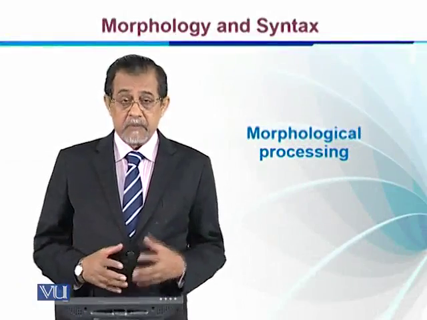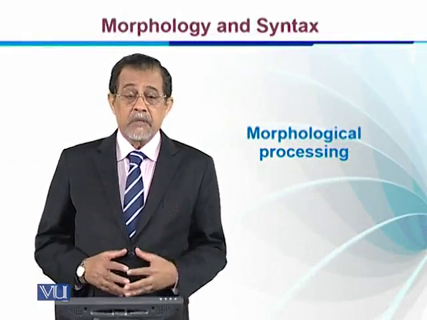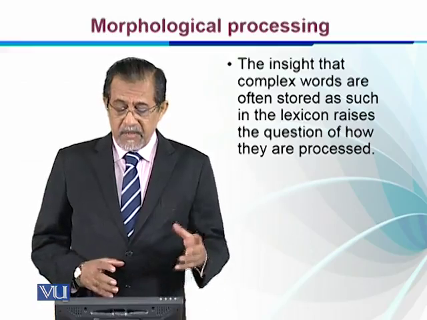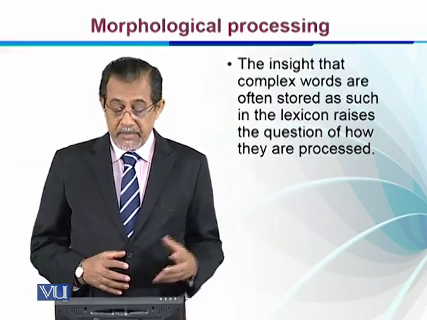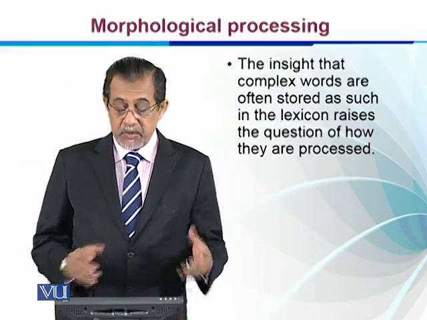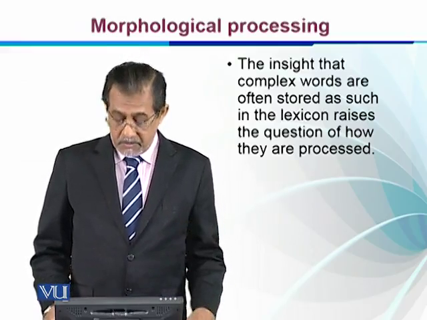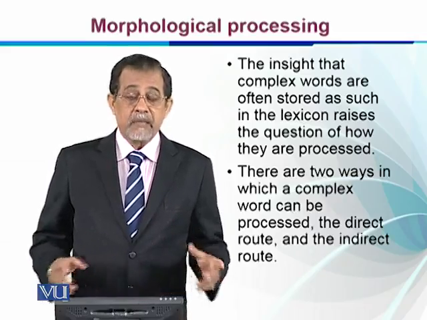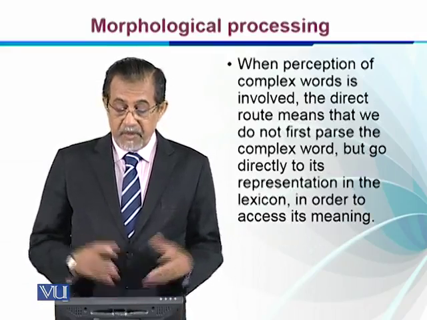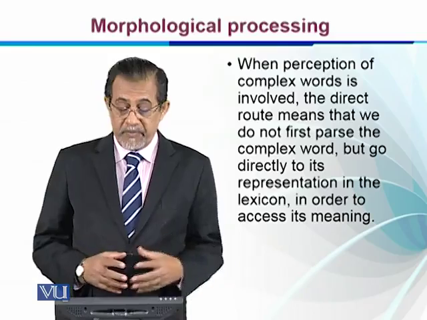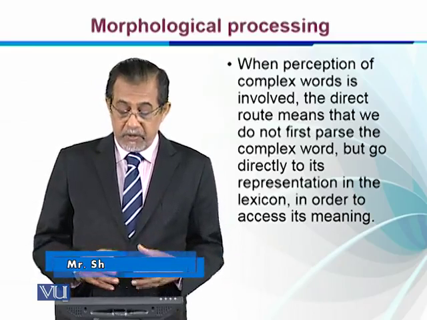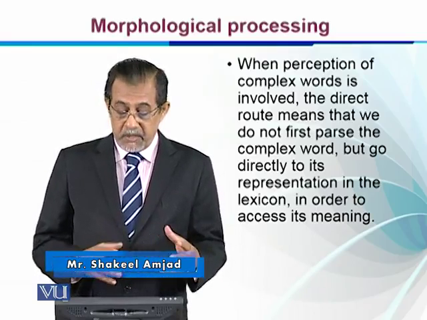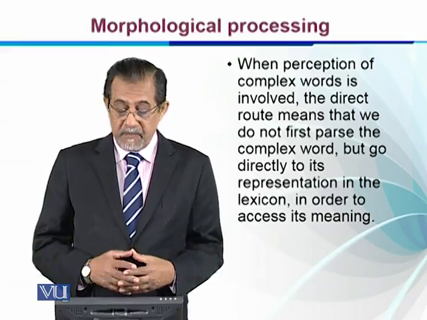Morphological processing. So we are still discussing mind and morphology. The insight that complex words are often stored as such in the lexicon raises the question of how they are processed. There are two ways in which a complex word can be processed: the direct route and the indirect route. When perception of a complex word is involved, the direct route means that we do not first parse the complex word but go directly to its representation in the lexicon in order to access its meaning.